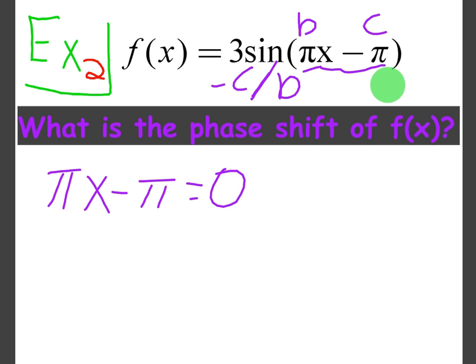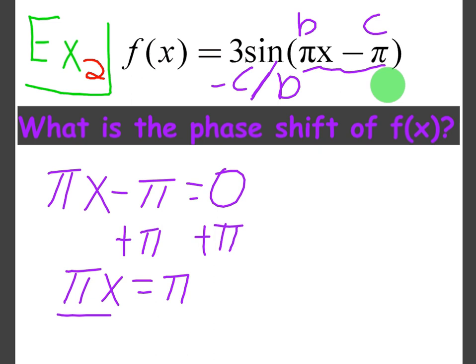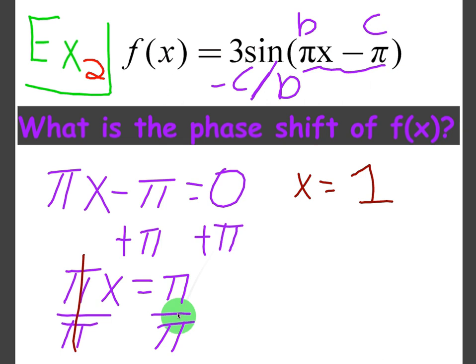Okay, the next thing I'm going to do is add pi to both sides. So I get pi x equals pi. I'm going to divide by pi, divide by pi. Pi's will cancel on the left, and final answer, I get x is equal to 1. That's what pi over pi equals.